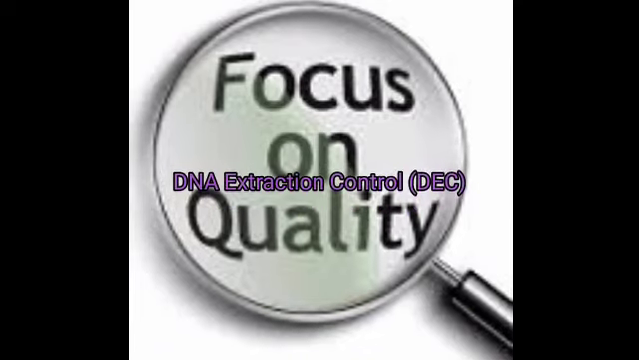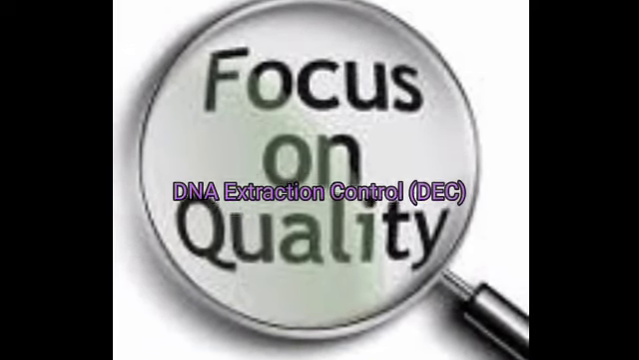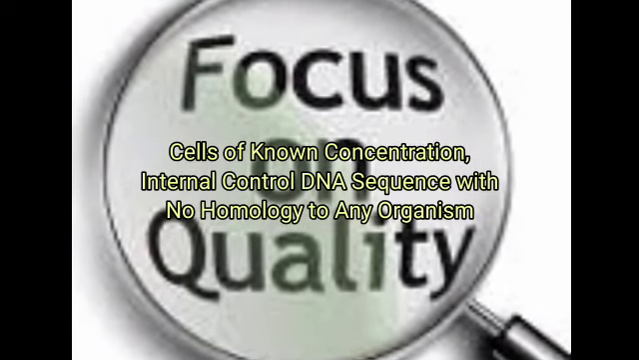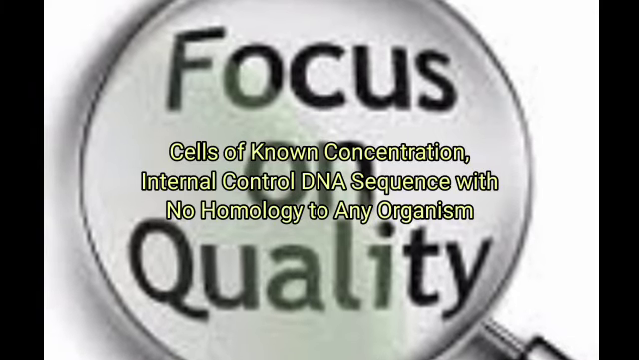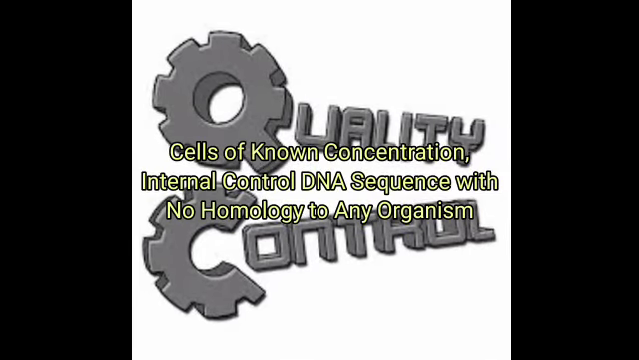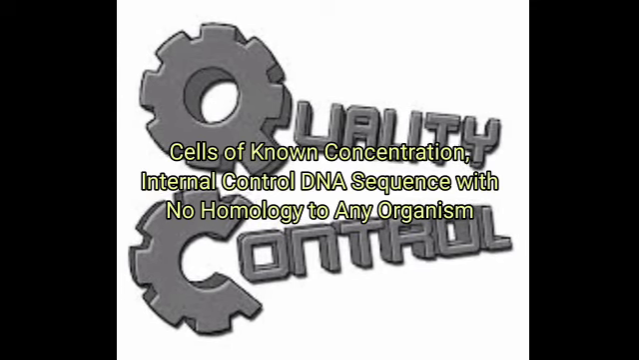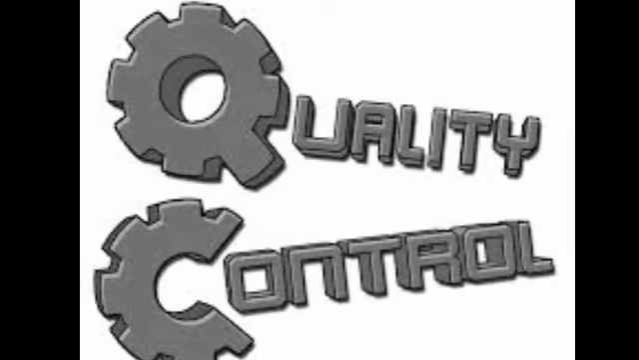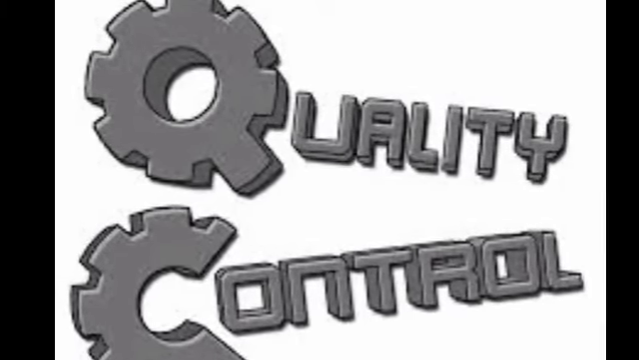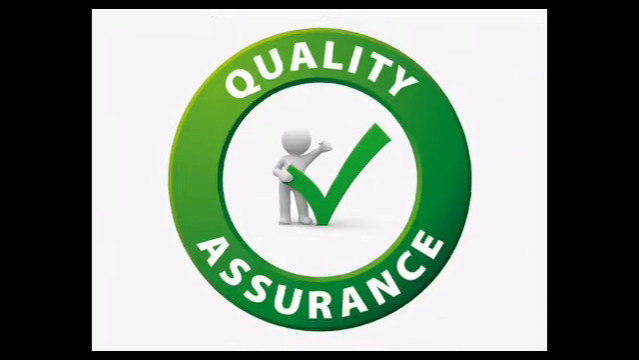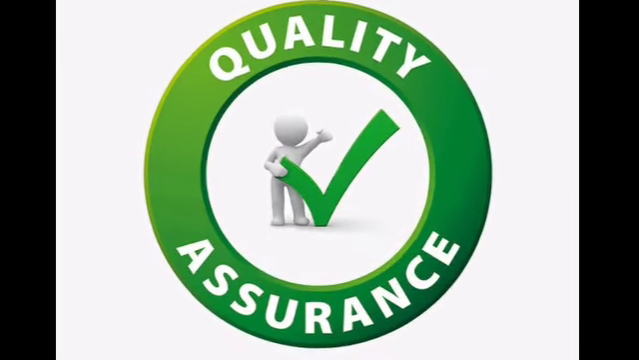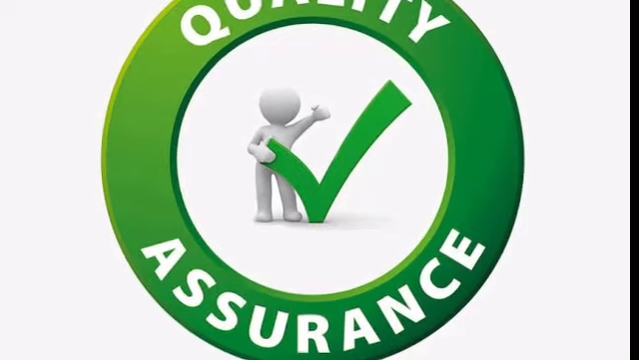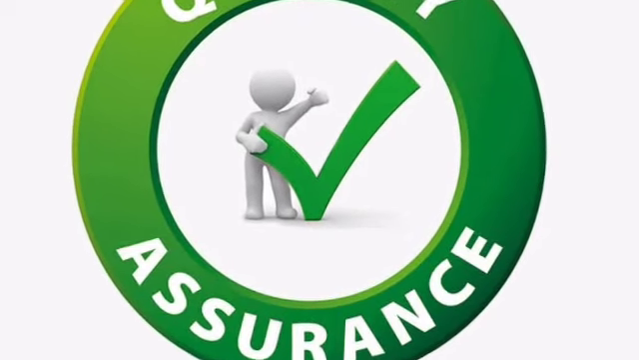DNA extraction controls consist of cells of a known concentration containing an internal control DNA sequence with no known homology to any organism. These cells are spiked into lysis buffer with the target sample prior to DNA extraction. Following the extraction, the control mix, that is primers and probe, is added to the reaction prior to amplification.